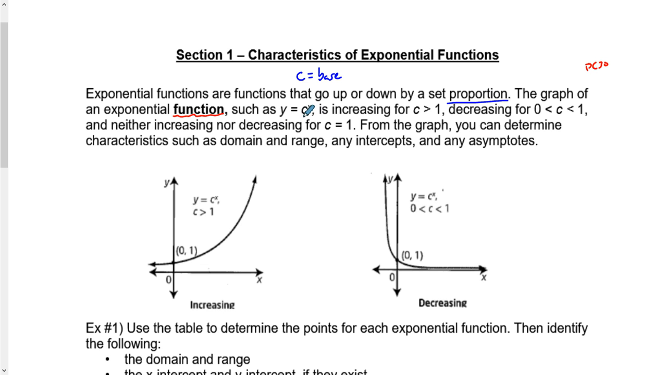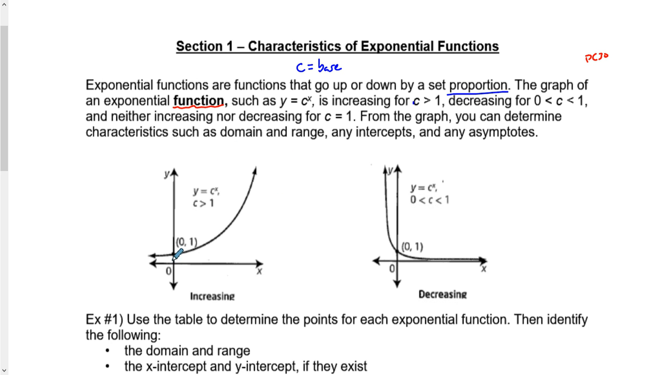As long as the base is greater than 1, you have an increasing exponential. If our base is in between 0 and 1, we actually have a decreasing exponential. And it's neither increasing nor decreasing when our base is equal to 1. From the graph, you can determine characteristics such as domain, range, any intercepts, and any asymptotes. So for example, this is an increasing exponential graph.